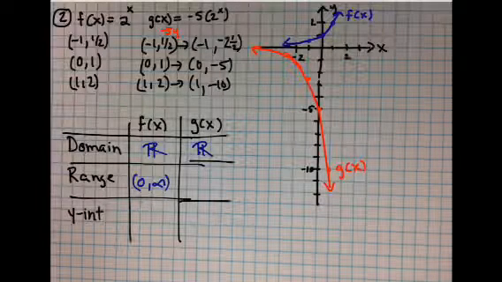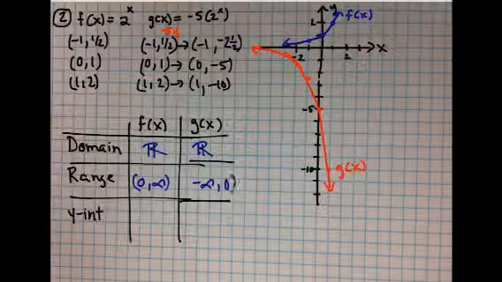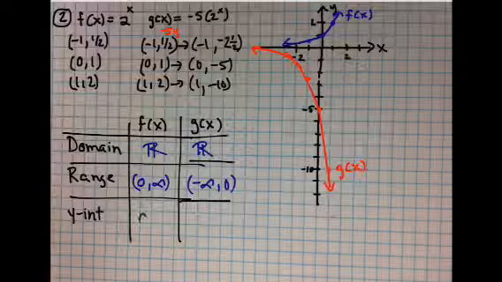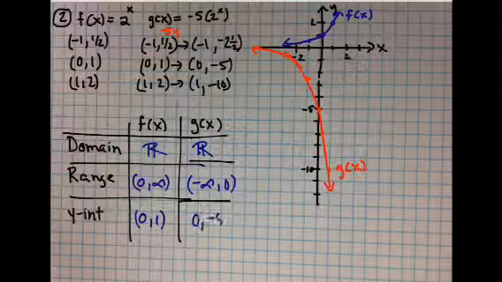For g of x, it's the opposite. It's less than 0, because all the points are below the x-axis. So how you write that would be from negative infinity to 0. Okay? The y-intercept for f of x is 0, 1, and the x-intercept is 0, negative 5.